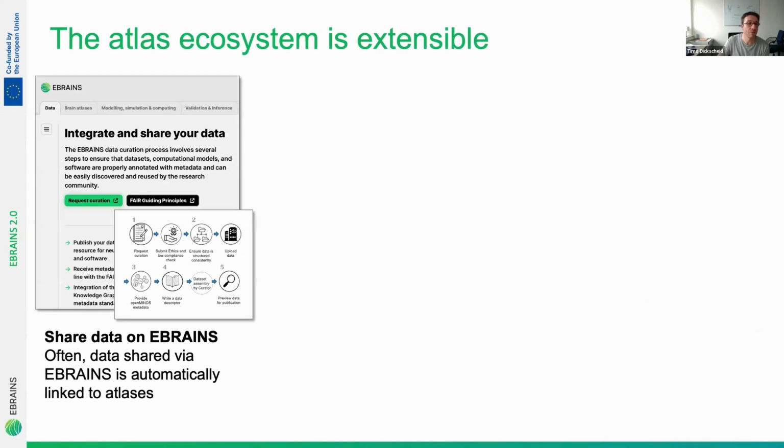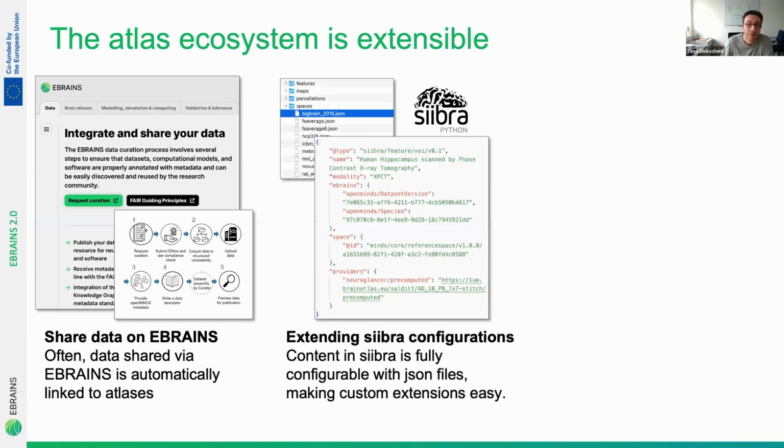And one last thing I want to mention is that everything you see here is extensible. So the software that we have developed is separate from the content. The atlases, the parcellations, the data that you see is not built into the software, but the software is configured to show these contents. But we will constantly increase the amount of contents that you see there, and you can also contribute content yourself. One way to do so is simply to share your own data on EBRAINS and work with the curation team to link it to the atlases. It will then automatically pop up in the tools that we see here.